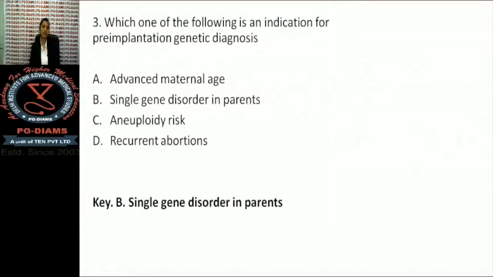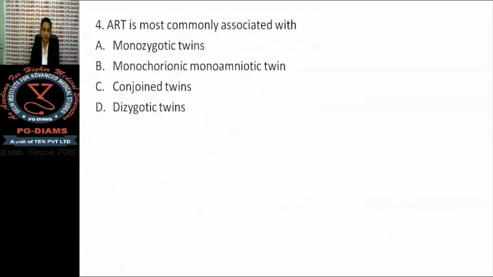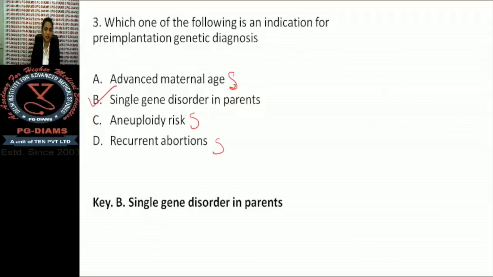So your answer here, which of the following is an indication of PGD? Advanced age is an indication of pre-implantation genetic screening. Single gene disorder is your answer because aneuploidy risk again is an indication for screening and recurrent abortions for screening. I hope that makes the answer clear. See, because this is only one specific thing that they're talking about. When they say aneuploidy risk, they have not specified which aneuploidy the couple wants to rule out. When they specify, it is PGD. When they don't specify, it is PGS screening.